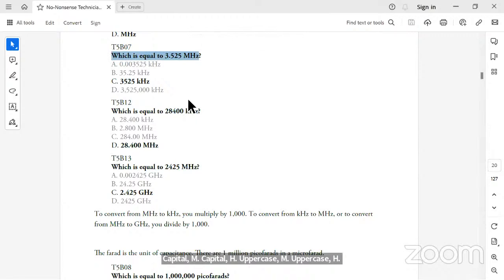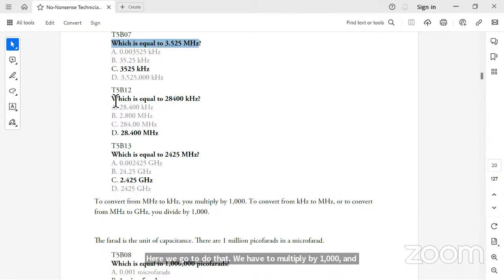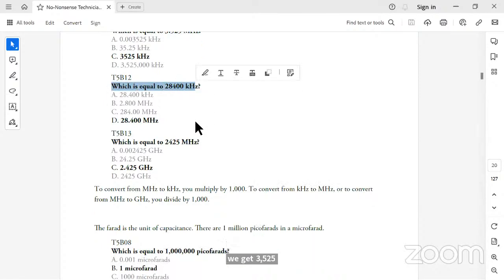All righty. Which is equal to 3.525 megahertz. So they're asking us to convert from megahertz to kilohertz. Here we go. To do that, we have to multiply by 1,000 and we get 3,525.